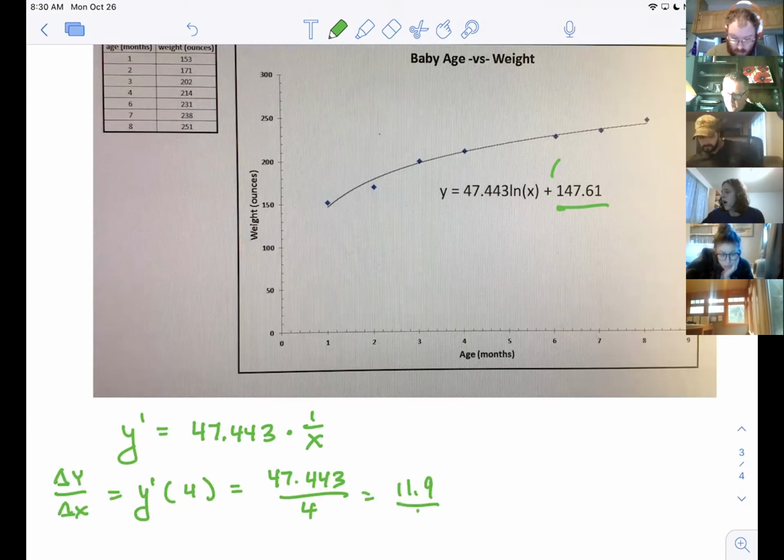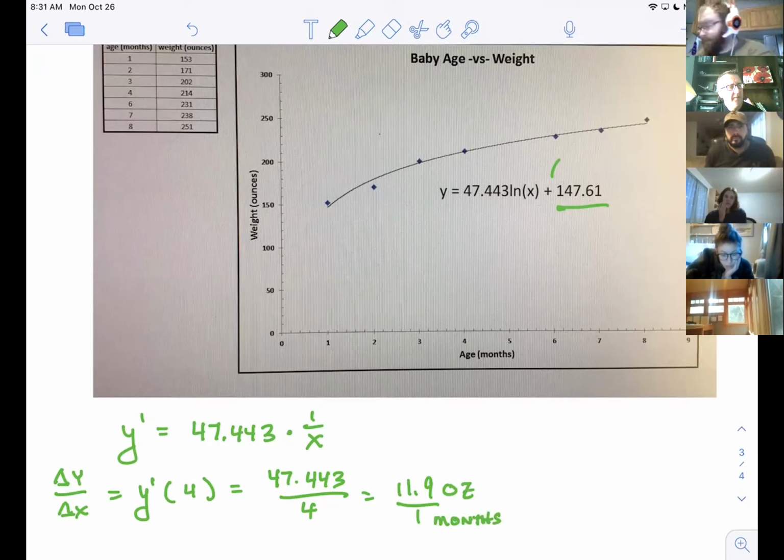But remember, that's 11.9 over 1. What are your y units? What are your x units? Put them back in. You don't have to memorize anything. Just understand what slope is. It's a rate of change of y over change of x. The y was ounces. The x was months. And notice those are both positive. So you would say to that mom that I would expect your child to be 12 ounces heavier next month. That's all you would say.